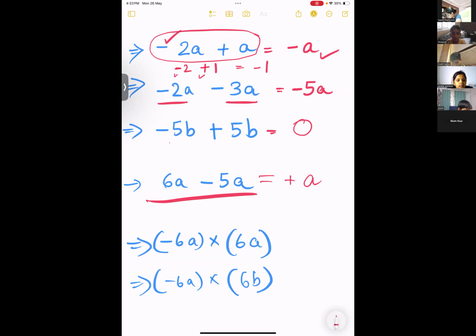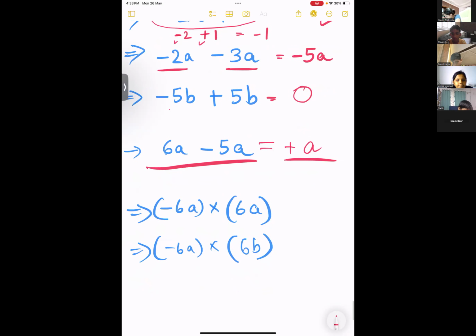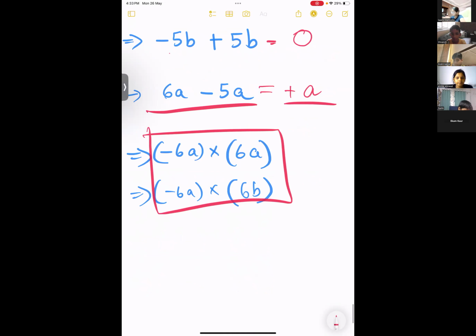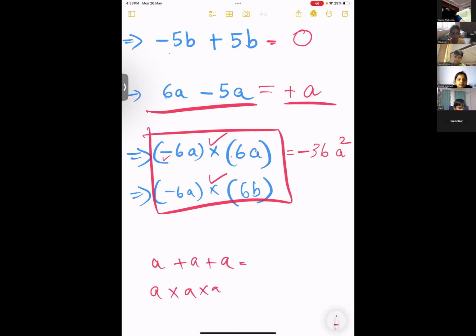Non-positive. That is the reason why this is plus a and not minus a. Now, look at these two. Here multiplication is involved. All that you need to do is multiply. So, a minus times a plus will give you a minus, right? So, it's a negative number. 6 into 6 is 36. And a into a becomes a square. This is again a concept, and I want you to understand this.